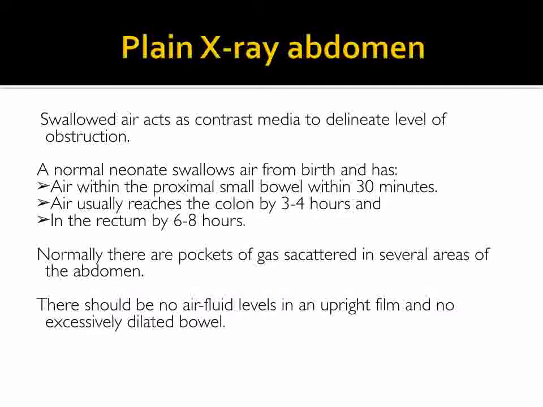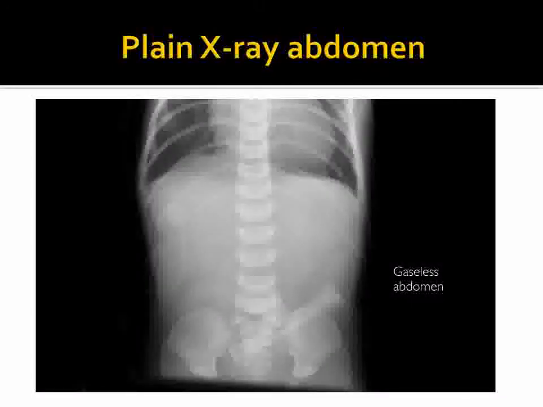Normally you will find pockets of gas scattered in several areas of the abdomen, but there should be no air fluid levels in the erect film, and there should be no dilated loops. This is the picture of a plain X-ray abdomen that is gasless. If you look at the abdomen, you will find that there is no gas in the abdomen at all. So this is the normal X-ray abdomen in a baby before birth, or if the plain X-ray is done immediately after birth, you will find it like this one. There is no gas in the abdomen at all.